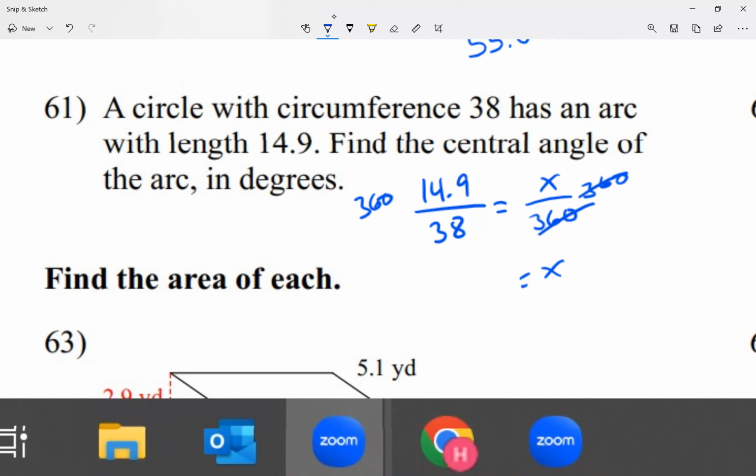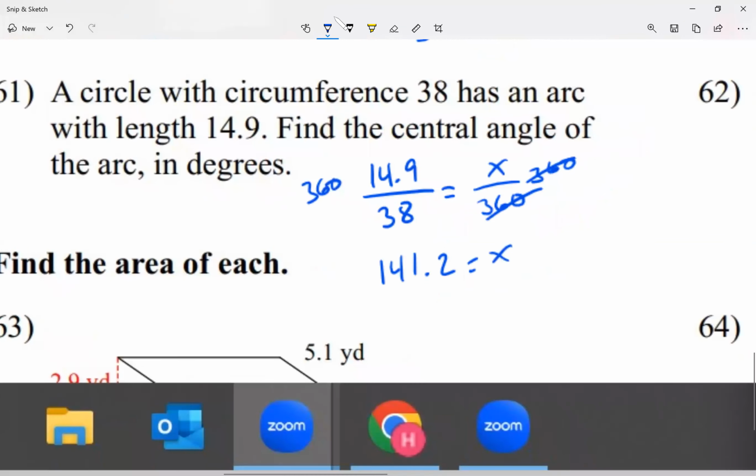Okay, so let me multiply both sides by 360. So the x is by itself, so I'm just going to go 360 times 14.9 divided by 38. Let me round this to 1 decimal place. So it's going to be 141.2. If it doesn't say to round it to anything, type everything out. But in this case, we cannot. So it might say round it to the nearest degree. That means the nearest whole number. So the nearest whole number would be 141.